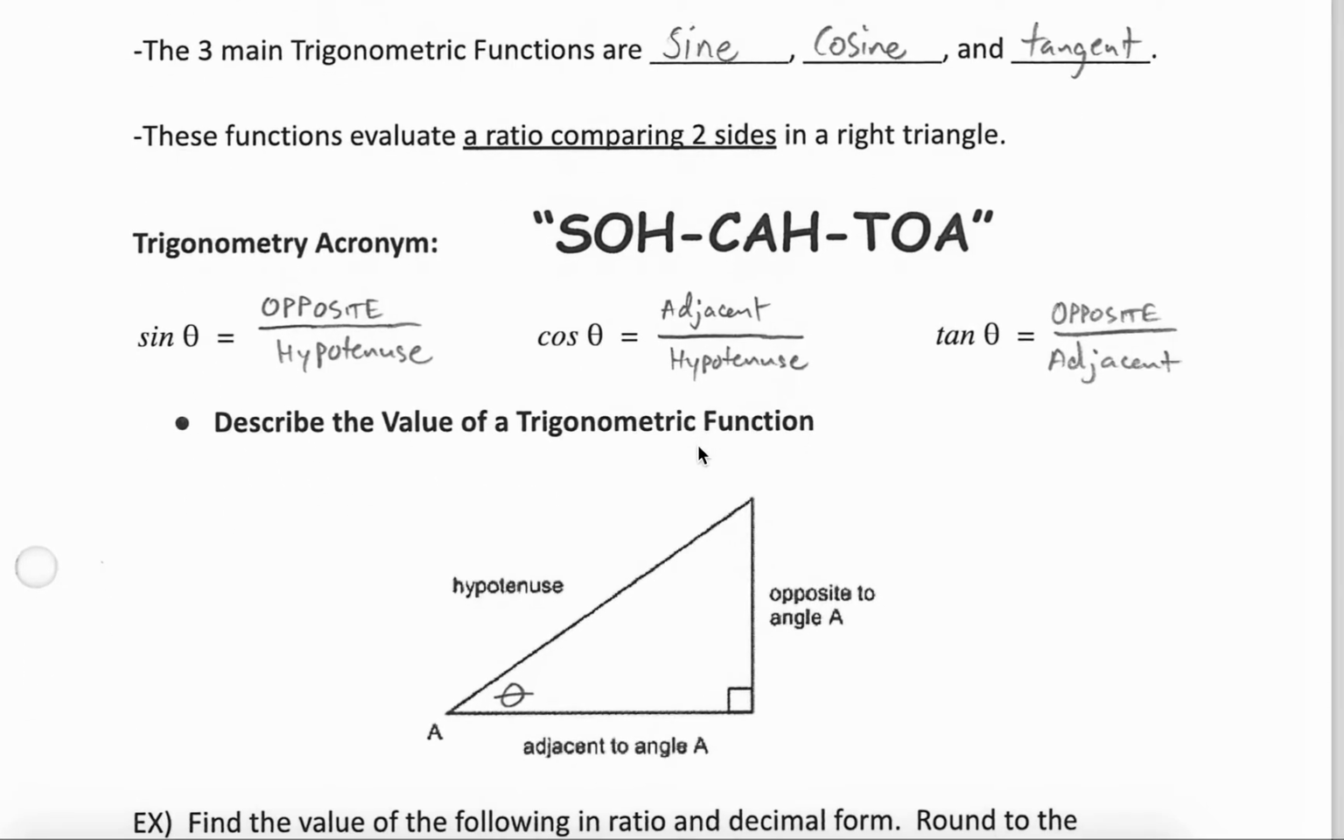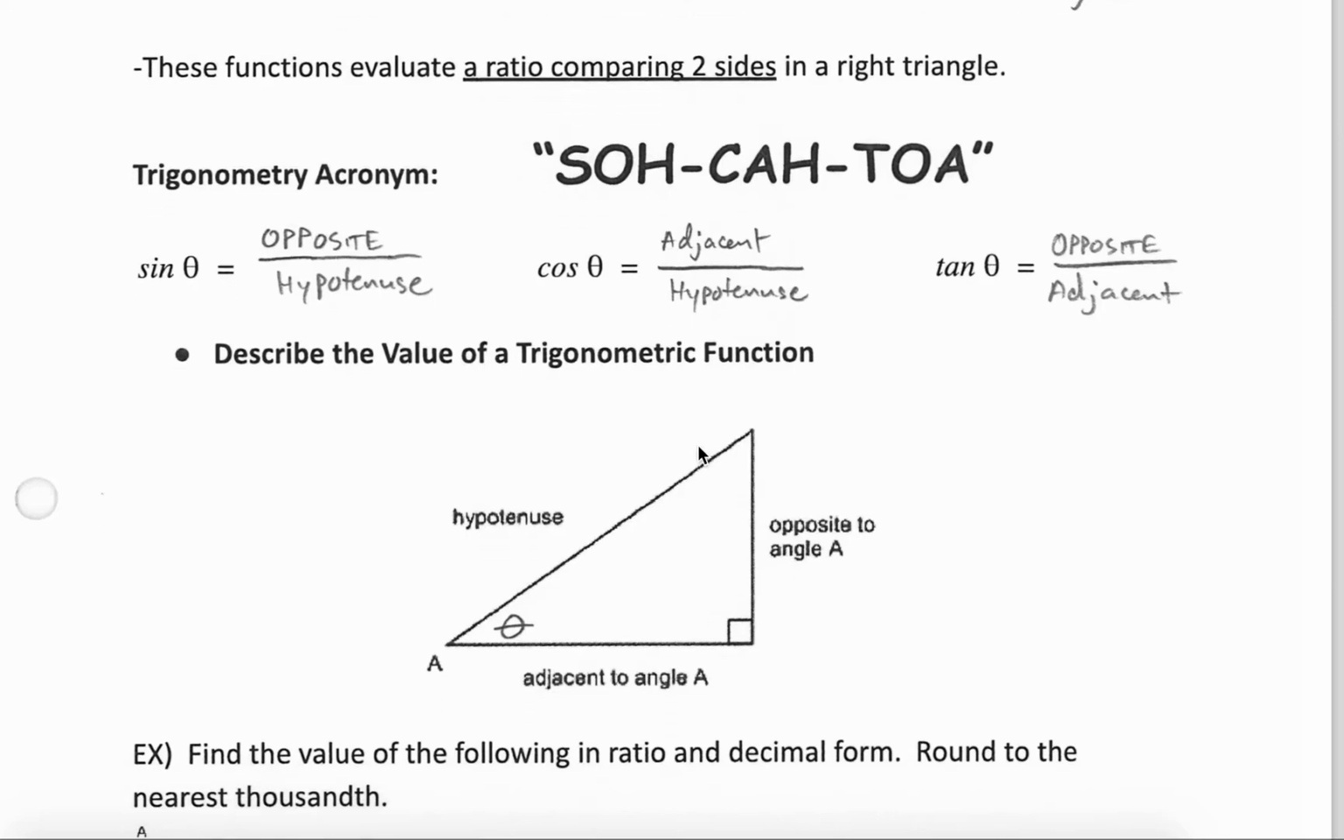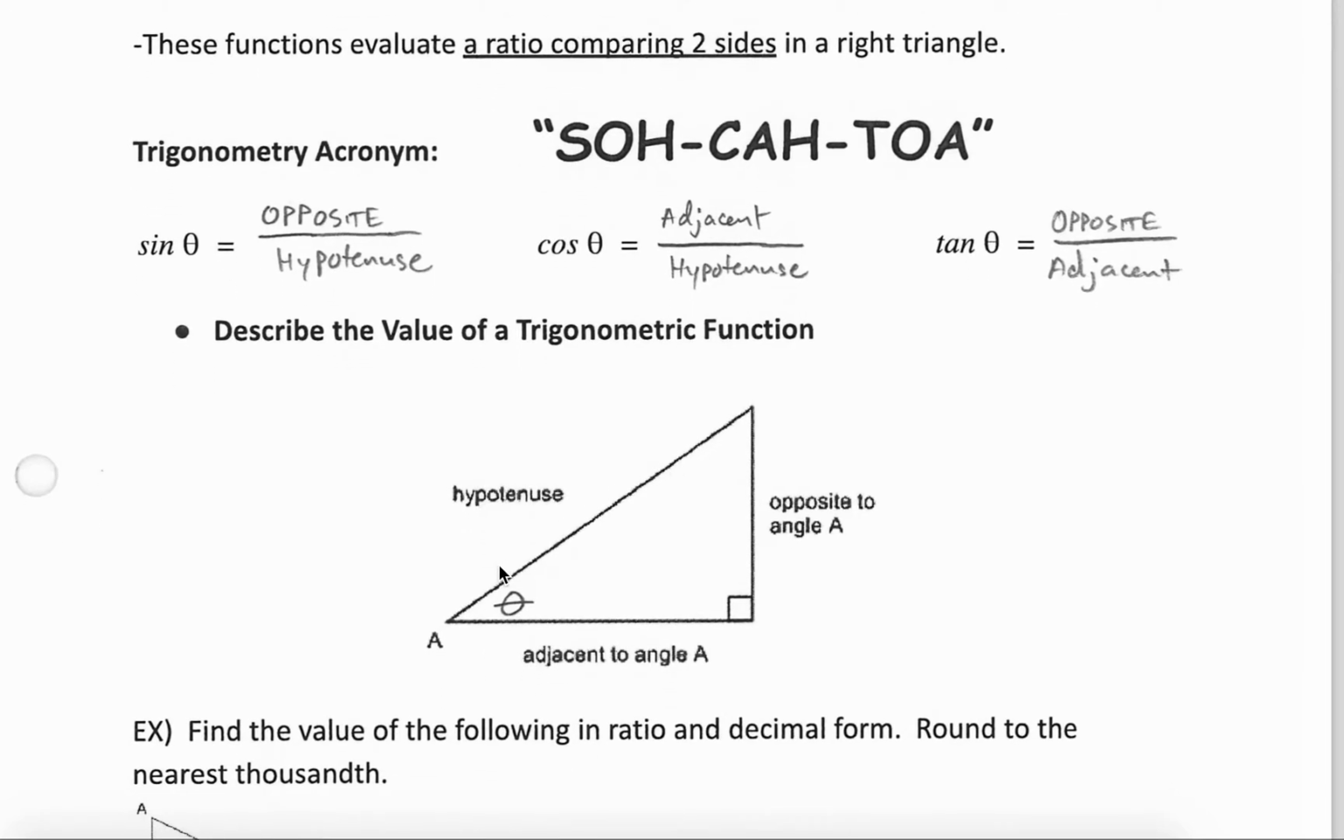Here's the slightly tricky part. It totally depends on what angle is involved in the problem. For example, if angle A is my angle of reference, then everything is based on or relative to that position. So the side that is across from that angle is going to be labeled the opposite side. The side that is next to that angle is going to be the adjacent side. And the side that's across from the right angle is always the hypotenuse.